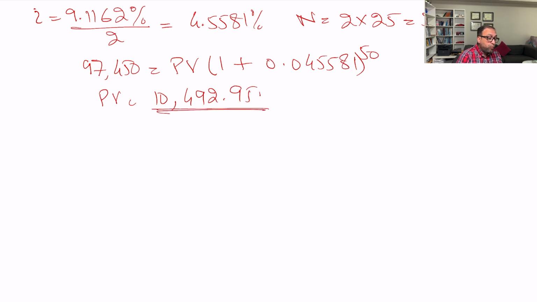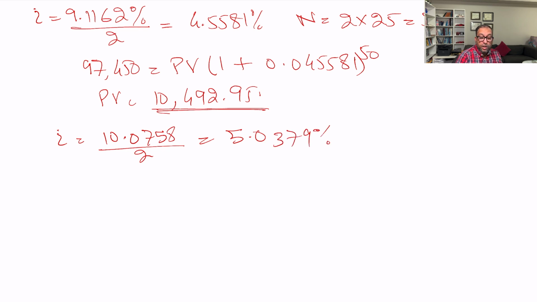This is if the term is completed. But when we discount it, I is 10.0758 CY divided by 2, we get 5.0379%, and n is equal to 2 times 14.5, which is 29.